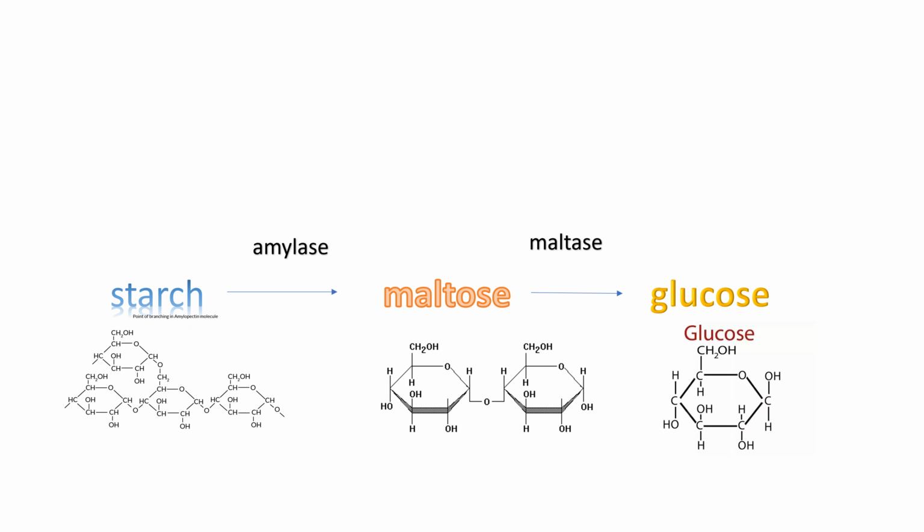Why is starch a polysaccharide? Well, here you have the proof. You can see on the molecule that it has multiple atoms, and maltose is a disaccharide because you can see it has two atoms, and glucose is a monosaccharide because you can see that it's only one atom.